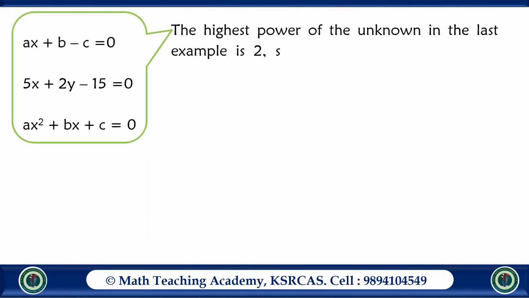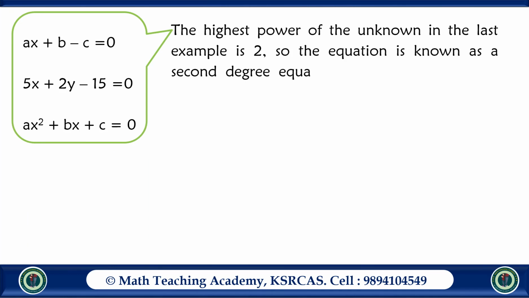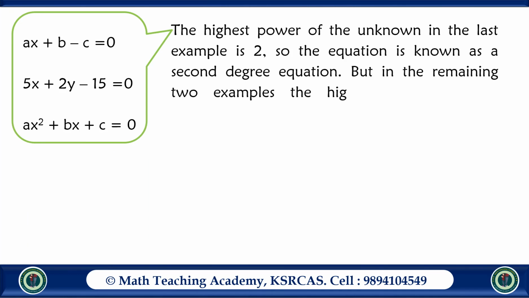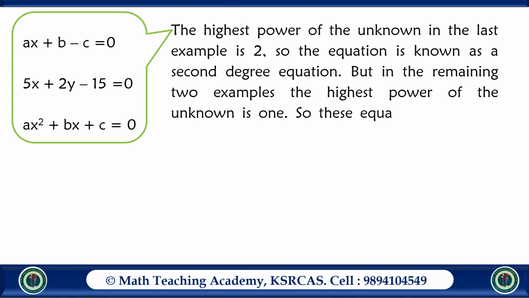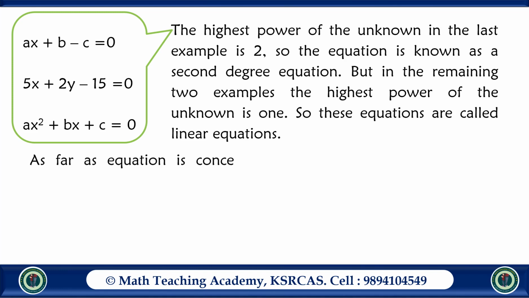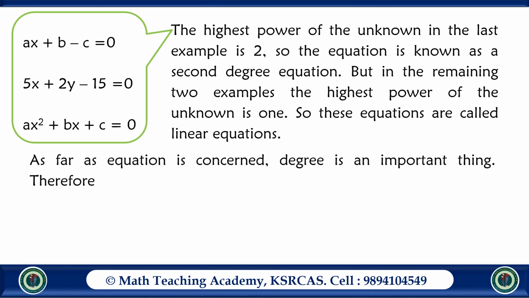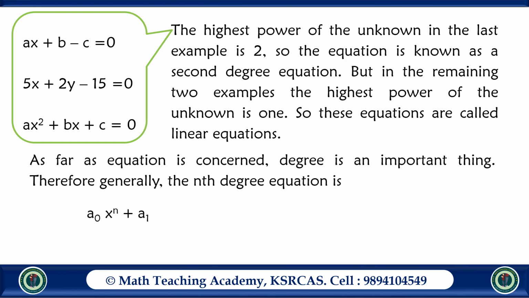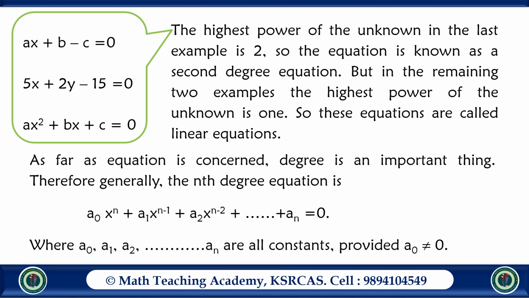The highest power of the unknown in the last example is 2, so the equation is known as second degree equation. But in the remaining two examples, the highest power of the unknown is 1, so these equations are called linear equations. As far as equation is concerned, degree is an important thing. Therefore, generally the nth degree equation is a0 x power n plus a1 x power n minus 1 plus a2 x power n minus 2 plus etc. plus an is equal to 0, where a0, a1, a2, a3, etc. an are all constants provided a0 not equal to 0.